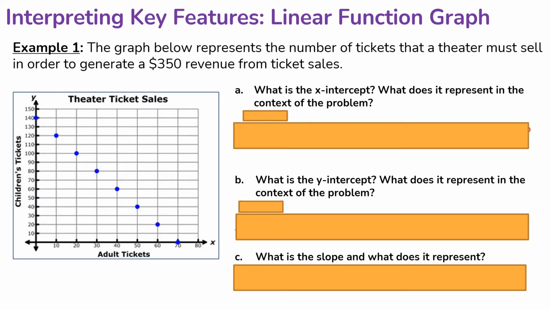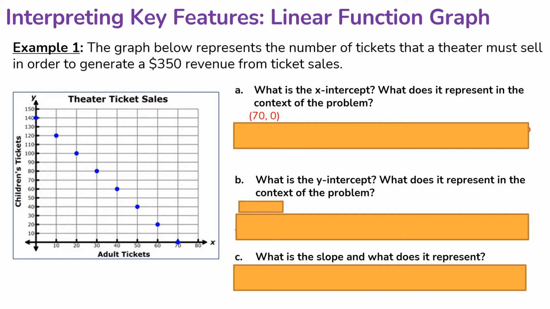For example 1, we have a graph here of a linear function. And it says the graph below represents the number of tickets that a theater must sell in order to generate $350 worth of revenue from ticket sales. And so we can see that from our y-axis we have the children's tickets, and along our x-axis we have adult tickets here. And I've already given you the answer to the first one.